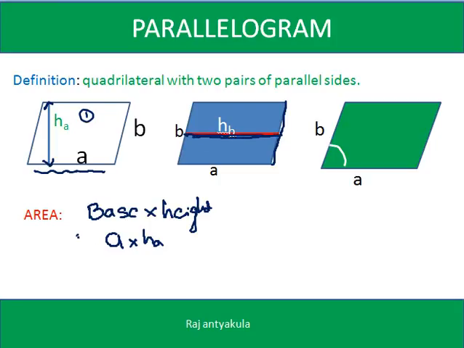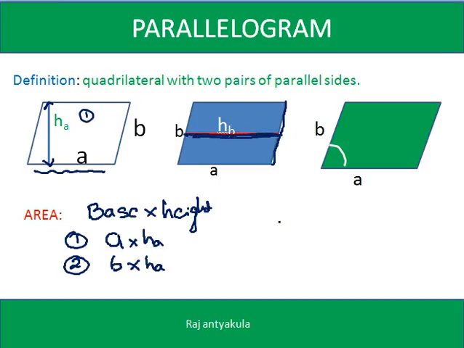According to the second figure, the area of the parallelogram is B into HA. Okay, depending upon the information, we have to find the area of a parallelogram. If you know this base and height, if you consider this as a base, then height will be the perpendicular distance from its parallel side.